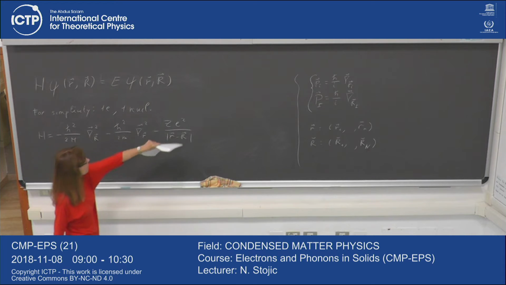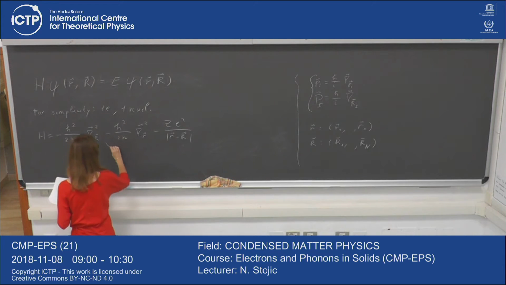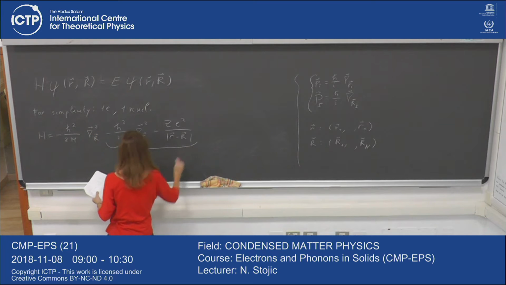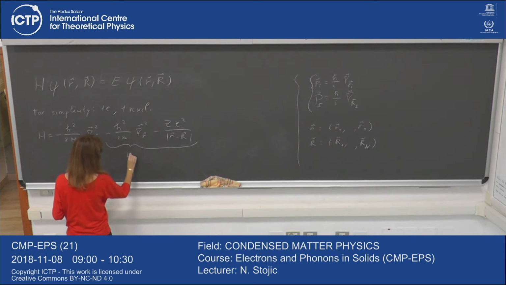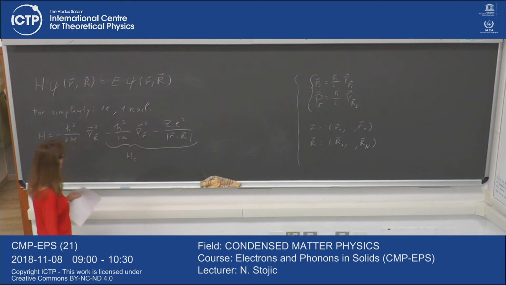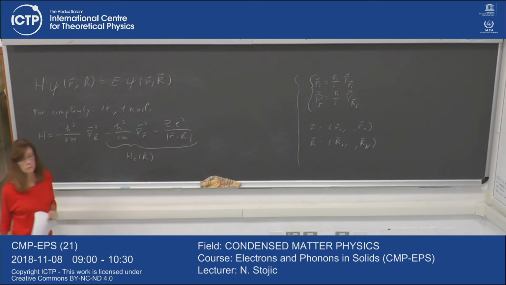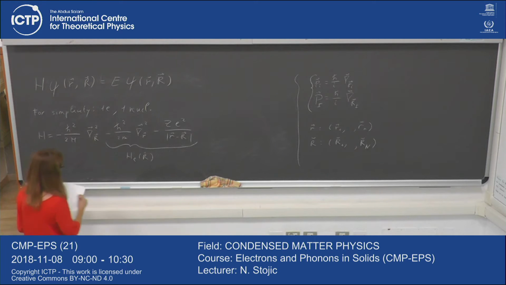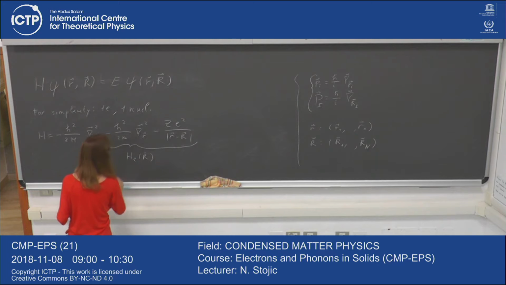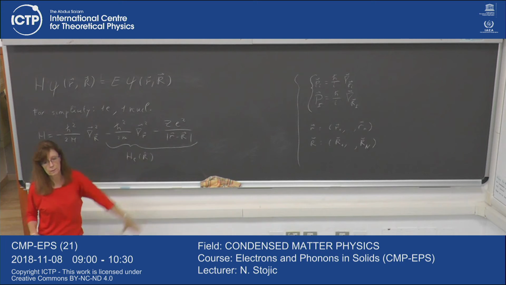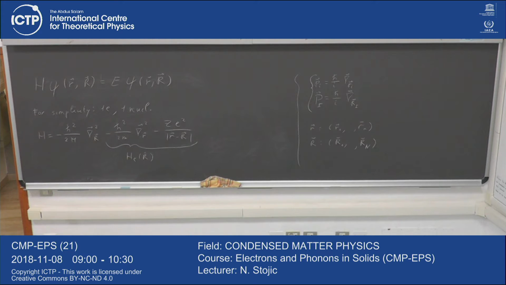And here you can recognize the part that we have used so far, that is the Hamiltonian for the electron, that depends parametrically on the position of the ion. Okay? So this is the part on which we have focused so far, considering that the position of the nucleus is just a parameter.